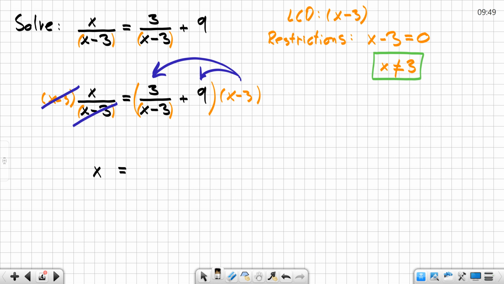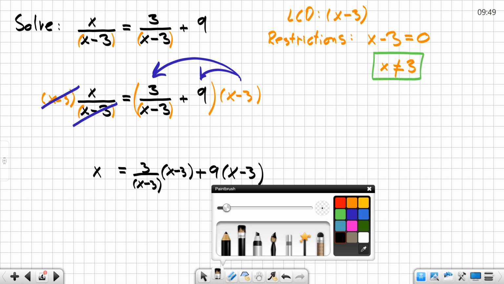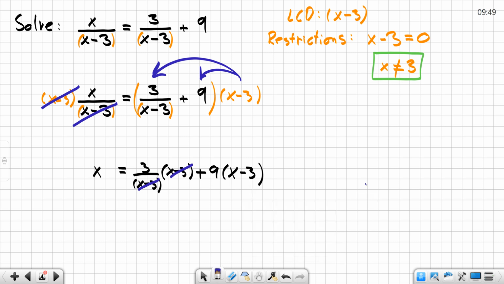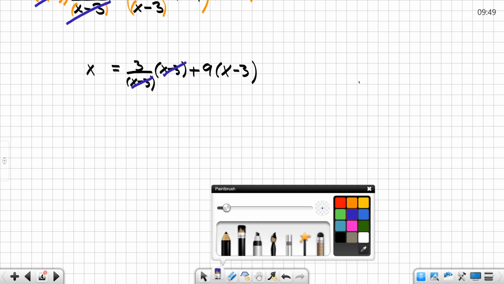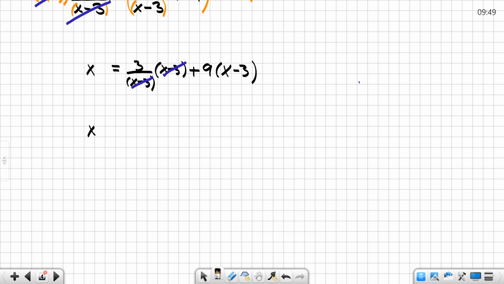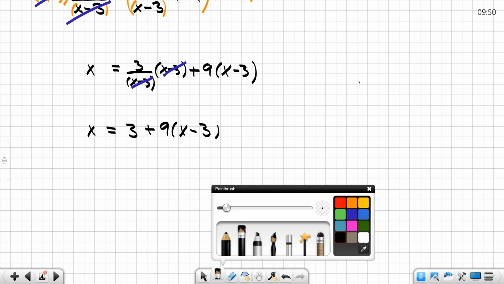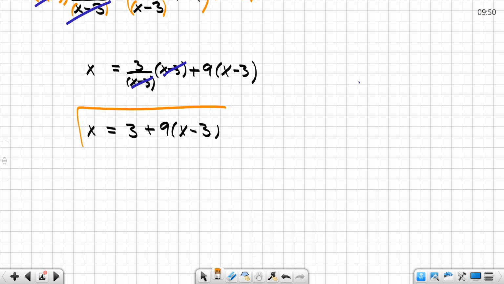Now on the right side, I will have 3 divided by x minus 3 multiplied by x minus 3, plus 9 times x minus 3. So this x minus 3 right here is also canceling out. And overall, the equation that we will now solve looks like this: x is supposed to be equal to 3 plus 9 times x minus 3. This right here is the equation that we are now going to solve.